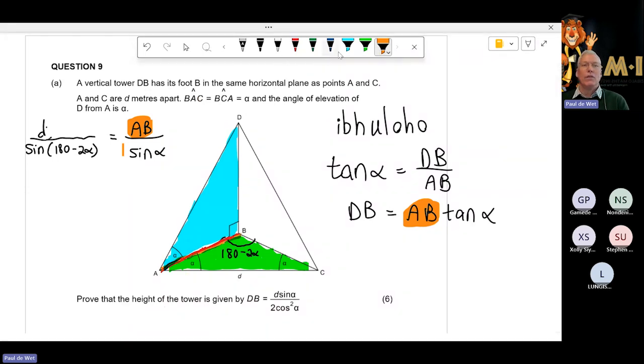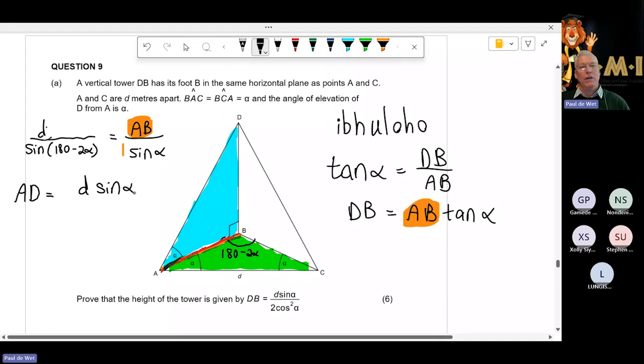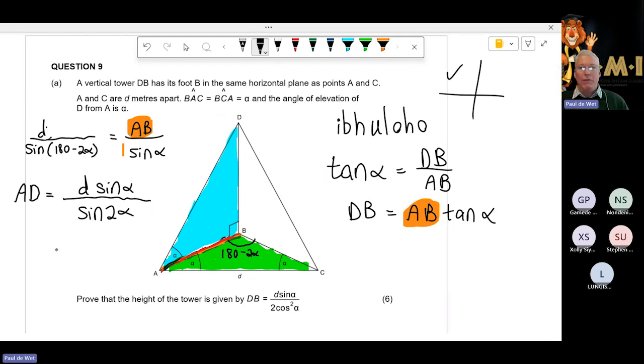AB is equal to D sine alpha over sine 2 alpha. Okay, so you're cross multiplying. AB is D sine alpha, and you said over sine 2 alpha, and you're 100% correct. That is a reduction, guys, because remember, if we are in quadrant 2, for the horizontal axis, sine of 180 minus 2 alpha is sine 2 alpha. Carry on. Wonderful.